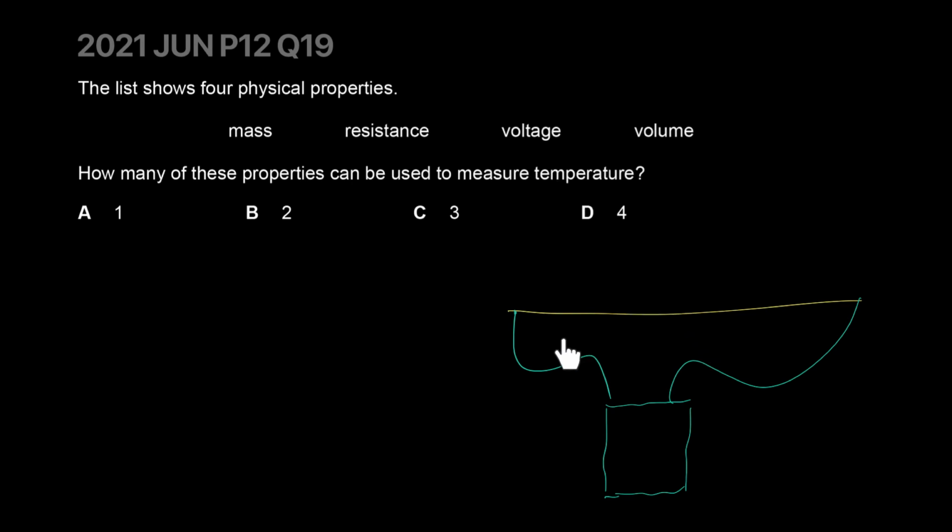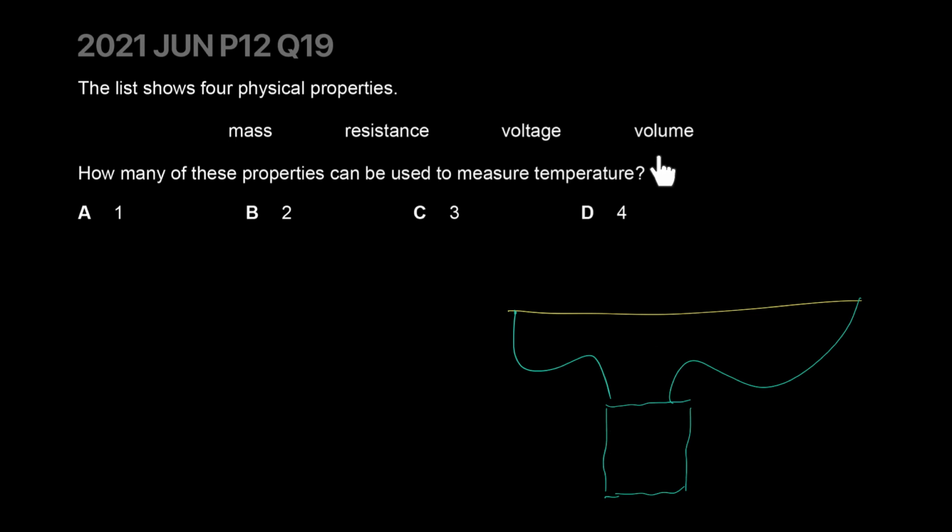Same with voltage. If you put a voltmeter around it with, let's say, a battery, and the wire will have some internal resistance, and if that is changing, the voltage across the entire thing can change, right? And that will also be as measurable as the resistance is, right?